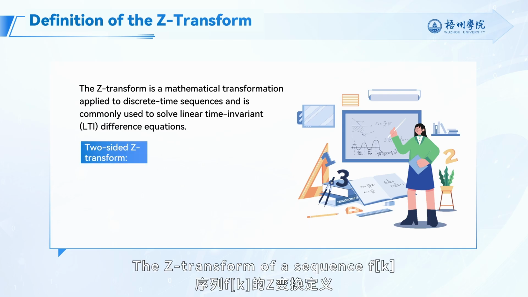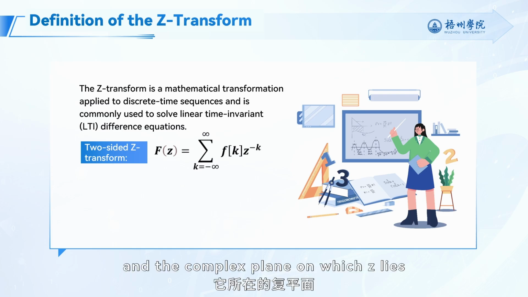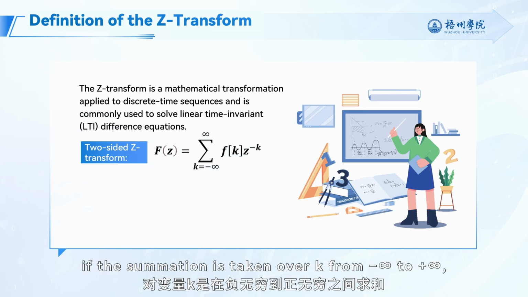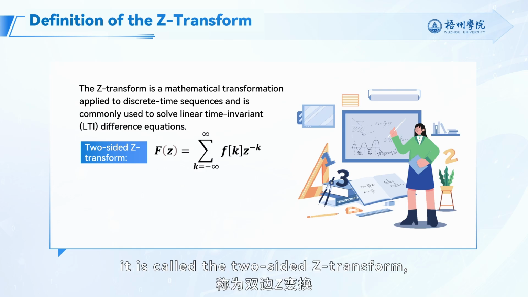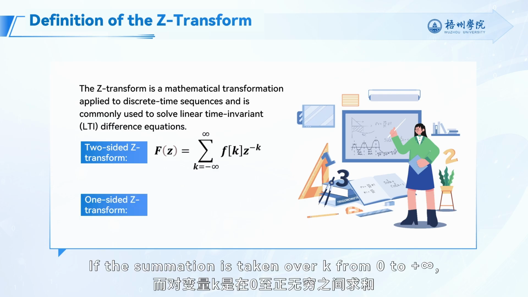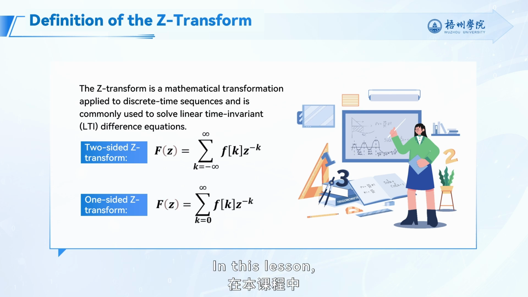The Z-transform of a sequence f[k] is defined as follows, where z is a complex variable, and the complex plane on which z lies is called the Z-plane. In the definition, if the summation is taken over k from minus infinity to plus infinity, it is called the two-sided Z-transform, defined as follows. If the summation is taken over k from 0 to plus infinity, it is called the one-sided Z-transform, defined as follows. In this lesson, we will primarily focus on the one-sided Z-transform.